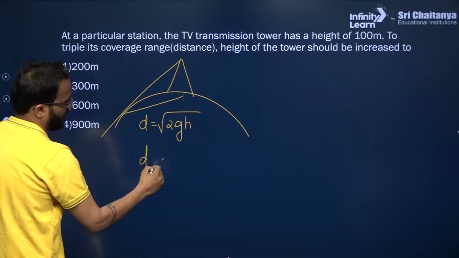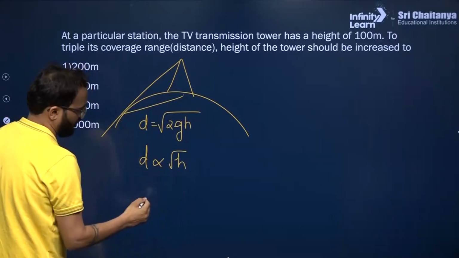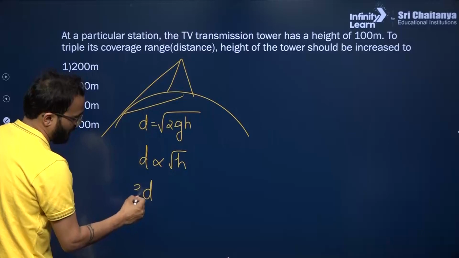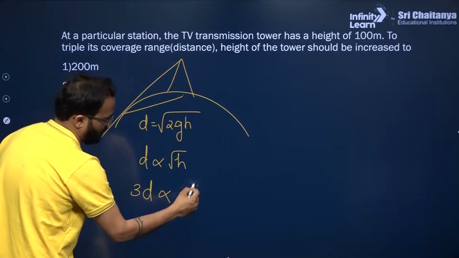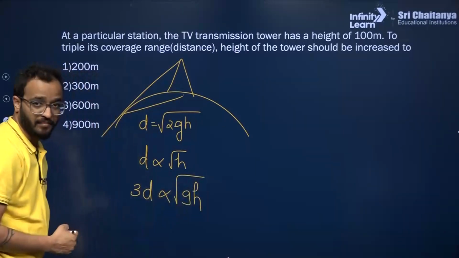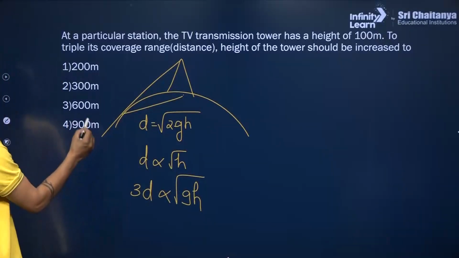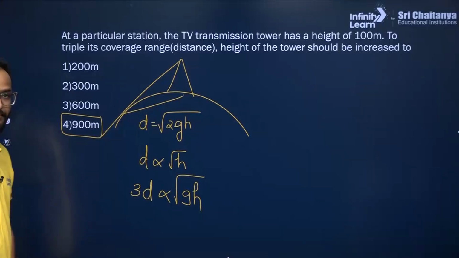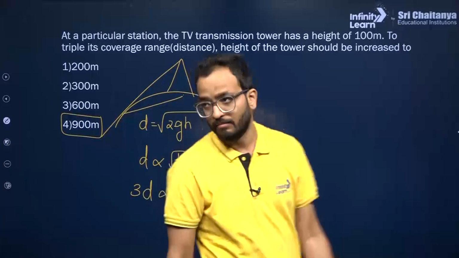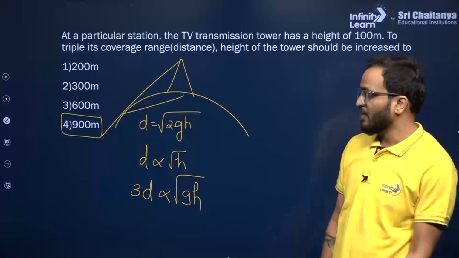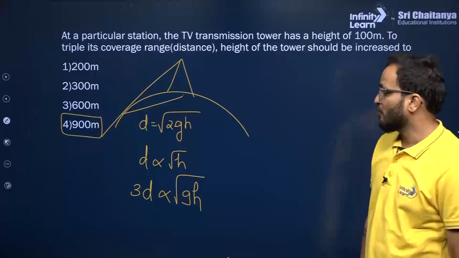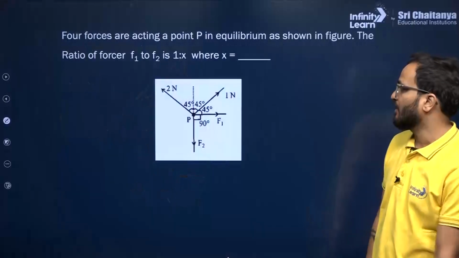So D coverage is directly proportional to root H. So if we want to triple it, obviously we have to make the height 9 times, right? If you want to triple it, height will be 9 times. So answer will be 900 meters. I hope it is clear. If you want to triple the range, the height of the tower will also be 9 times. So it will be 900 meters.